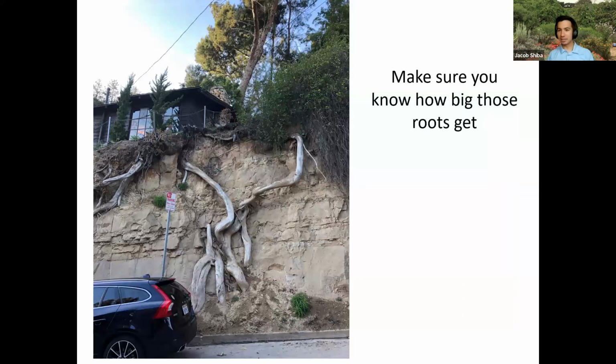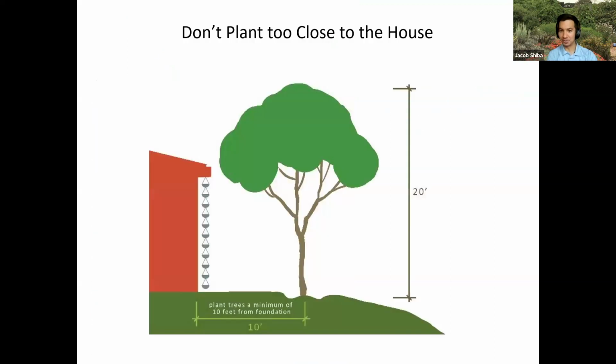Of course, though, when you're selecting trees, you want to make sure you're selecting the right ones. Certain trees' roots grow very deep. Some of them grow more shallow. Some of them spread out very far. So make sure you know how big the tree is going to get and where those roots are going to grow, so you can size that tree appropriately based on the area that you're going to plant that tree.